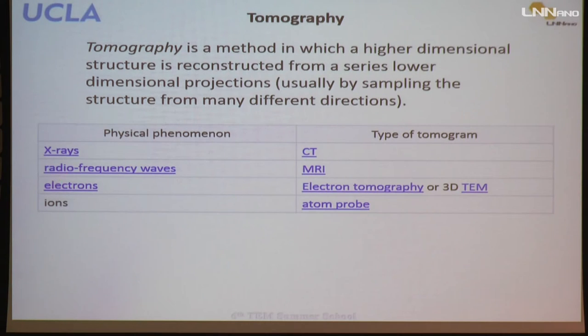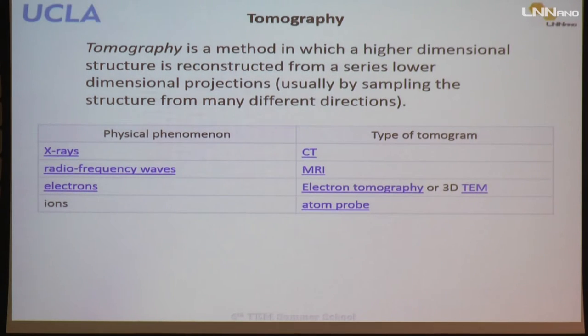Depending on the source, there are many different types of tomography. When we use X-rays, we usually call it CT, computed tomography. This is very commonly used in medical diagnosis nowadays. MRI uses radio frequency waves from the magnetic response to get the 3D structure back. And when you use electrons as the source for imaging, as in today's topic, we call it electron tomography or 3D TEM. There is another technique using ions: using an electric field, we eject atoms from the surface and detect them to get the location and atomic species. We call that technique atom probe. That's also a tomography technique to get 3D information from lower dimensional projections.